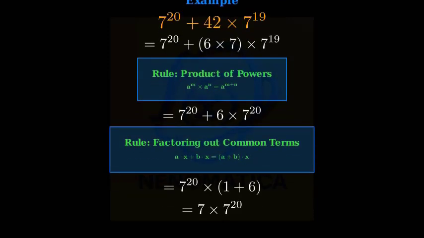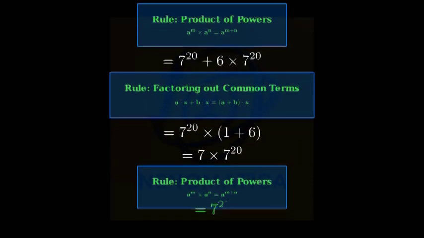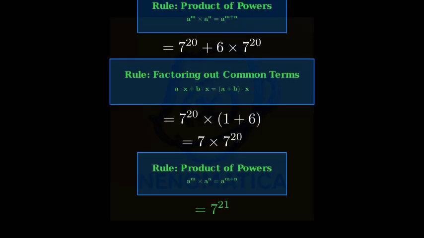We calculate 1 plus 6, which equals 7. So we have 7 to the power of 20 times 7. Using the product rule again, we have 7 to the power of 1 times 7 to the power of 20. Adding the exponents, we get 7 to the power of 21, which is our final answer.